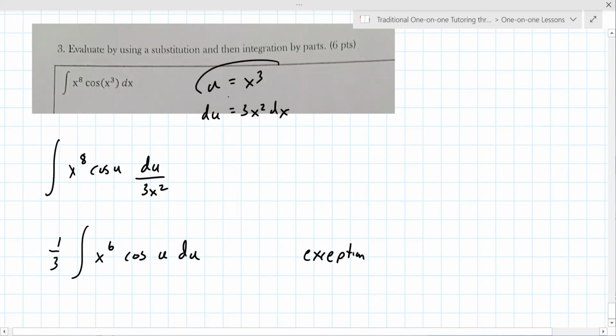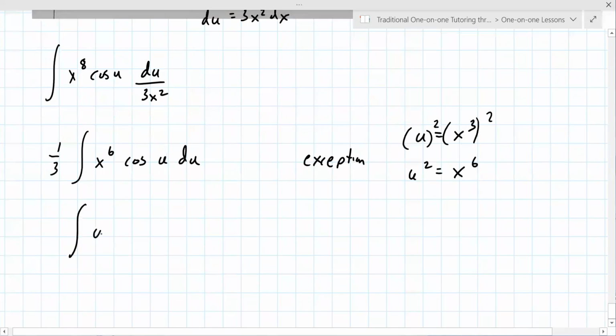So you go back to this line right here, u equals x cubed. And can you make an x to the 6th? Yes, if you square both sides. So u squared is x to the 6th. And so this becomes the integral of u squared cosine u du. And this is integration by parts twice.